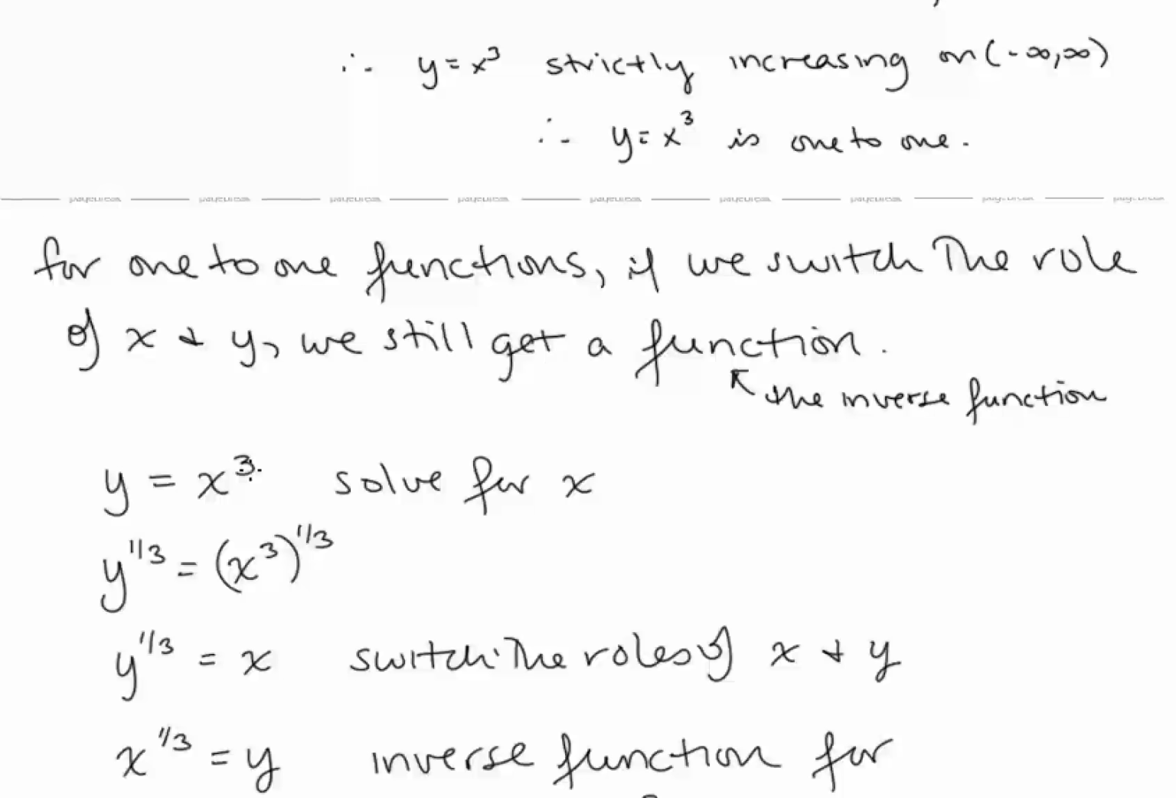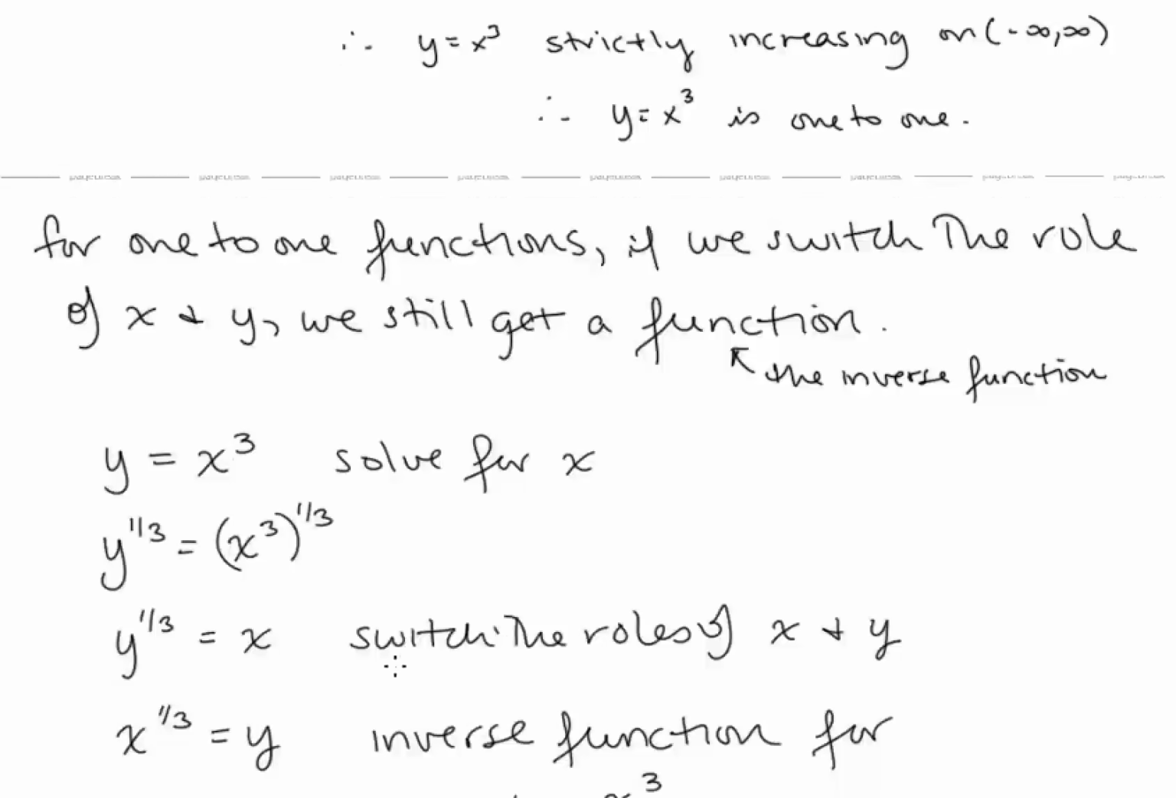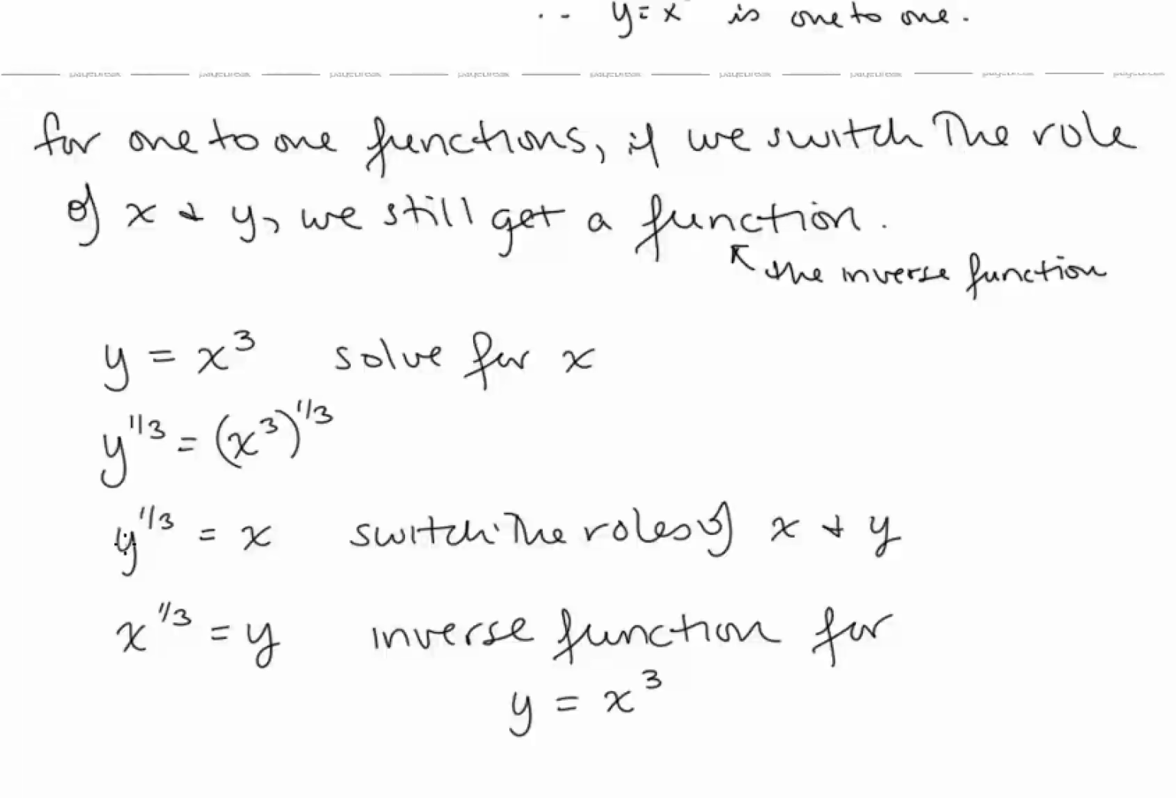So let's start with y equals x to the third, and let's solve for x. We do that by taking each side to the 1/3 power, and that gives us x is equal to y to the 1/3. Now, I didn't switch the roles of x and y yet, all I did was solve for x. Now I want to switch the roles of x and y. So I'm going to take this y, change it to x, take this x, change it to y, and now we have y equals x to the 1/3. This is the inverse function for y equals x to the third.